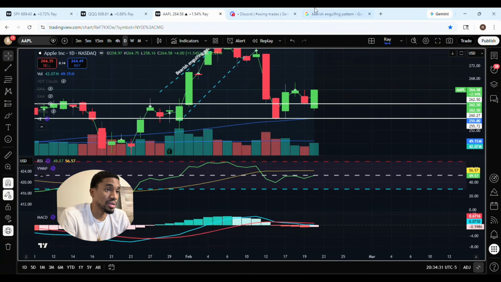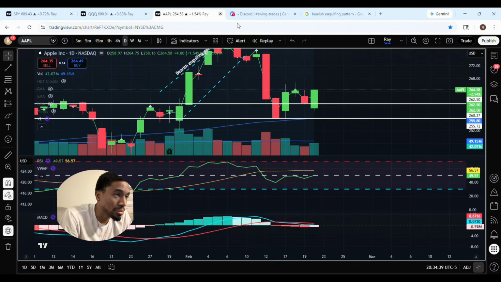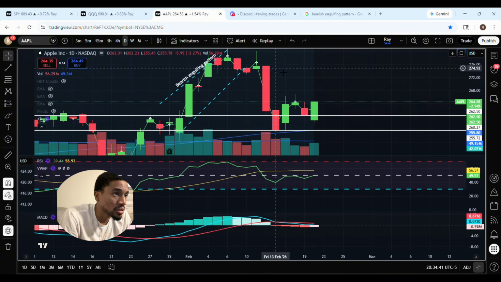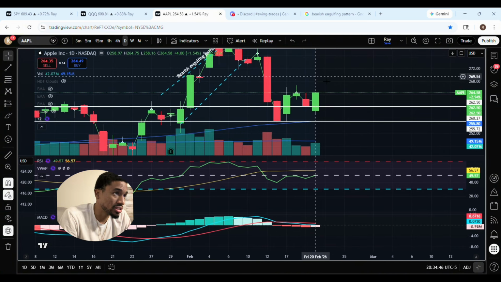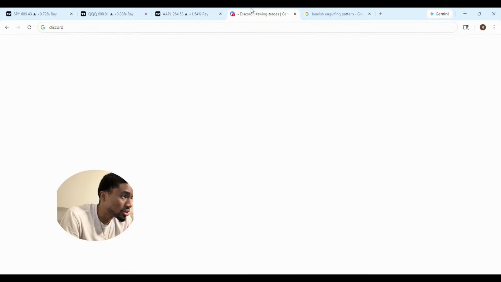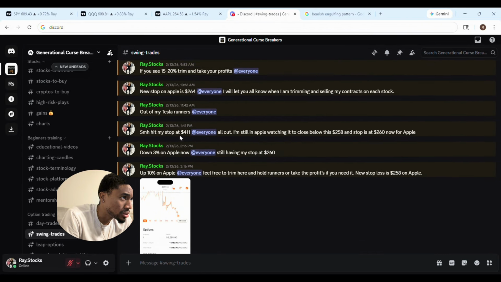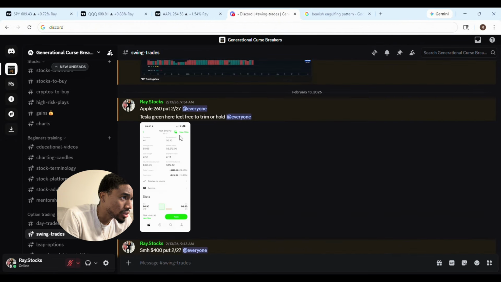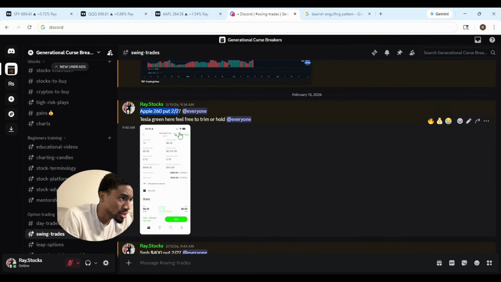And here's another example. We're going to the upside, a candlestick engulfs the previous one, and then we're going to the downside. And where did Apple go down to? Apple went from 275 all the way down to 256. And we actually caught this in my Discord, and I called it out. I called Apple on the 13th. I said Apple 260 put for 227.